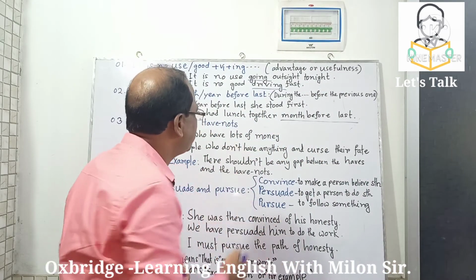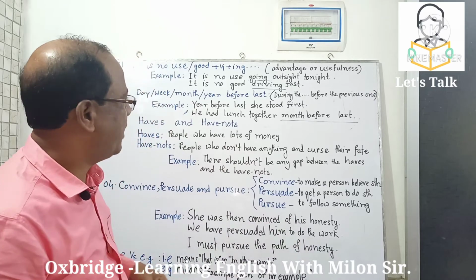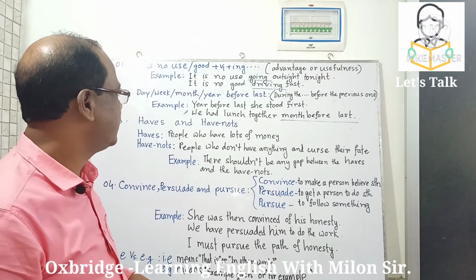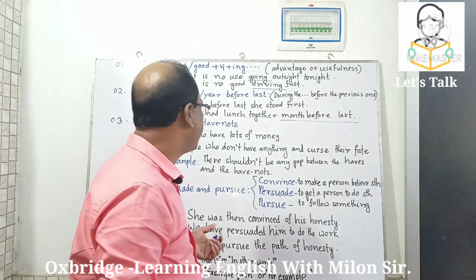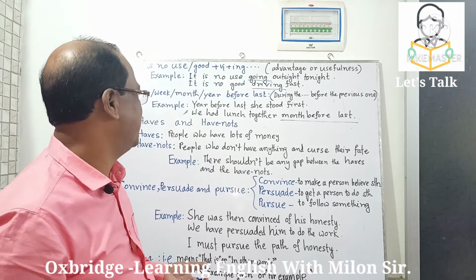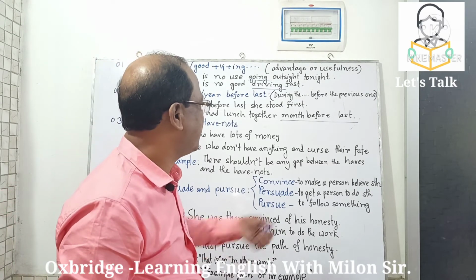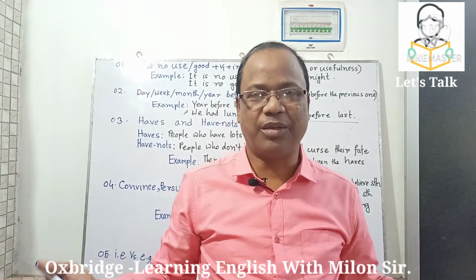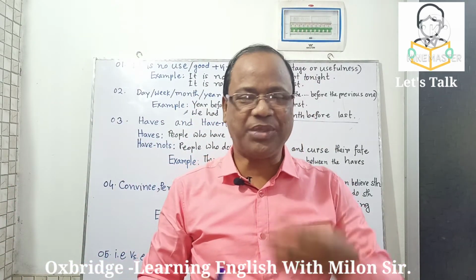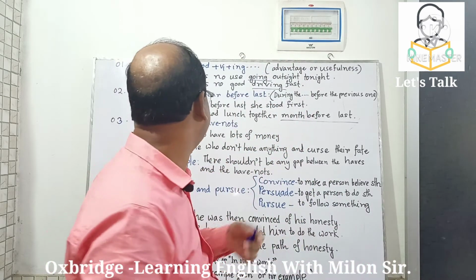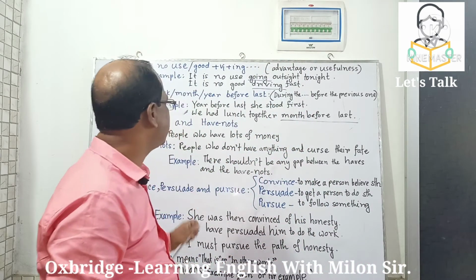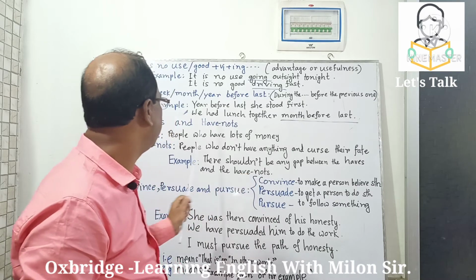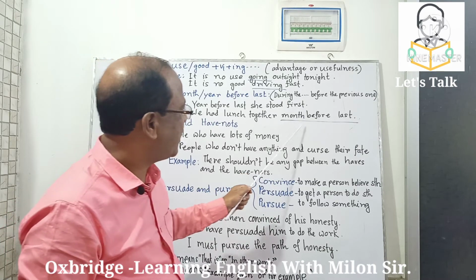So we had lunch together month before last. Don't say last before month we had lunch together, or we had lunch together last month before. This is completely wrong. So you must say year before last, she stood fast. We had lunch together month before last.